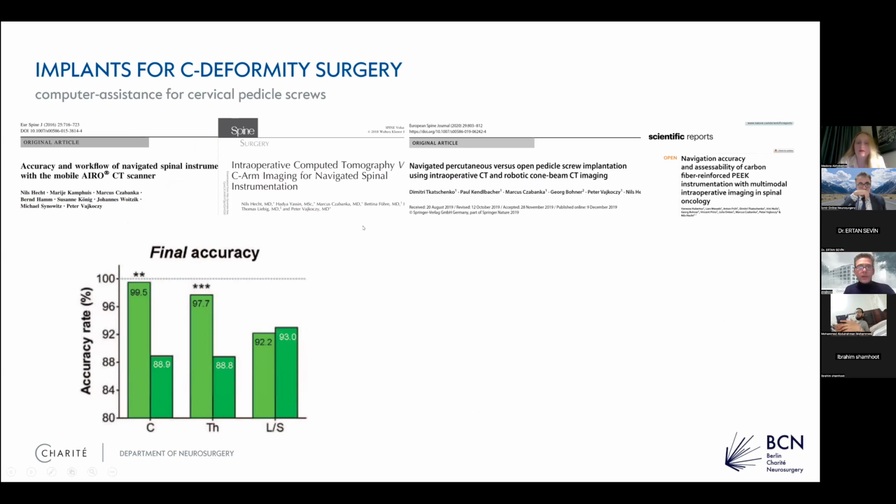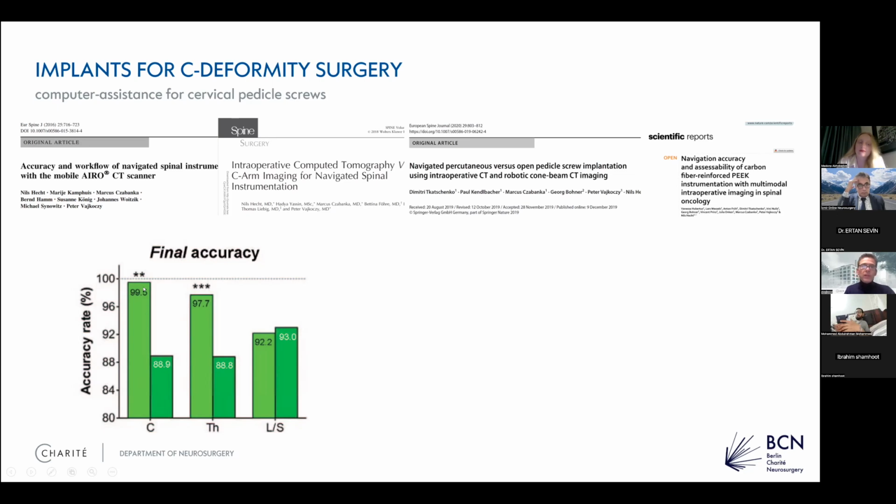So what has changed? What has changed is the use of navigation. Obviously, many of you or all of you are using navigation, and we have shown in multiple publications that you can achieve a very high accuracy also in the cervical spine. Accuracy of the screws is up to 90%, very similar to the thoracic spine, a little bit better in the lumbar spine, but it works very, very well.